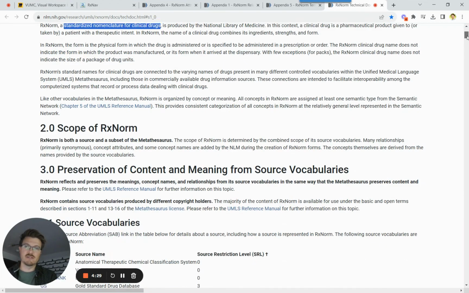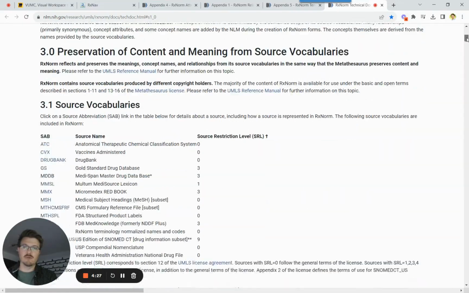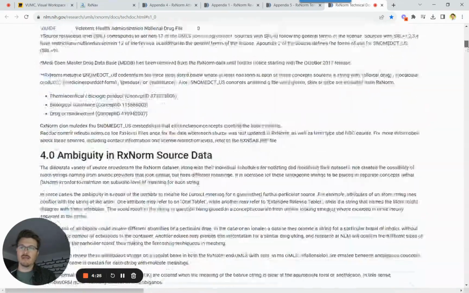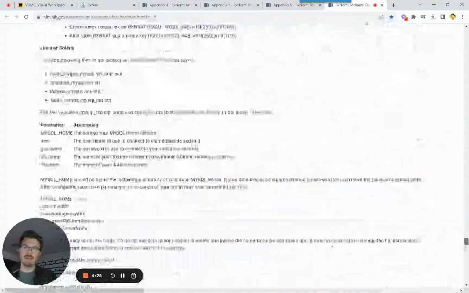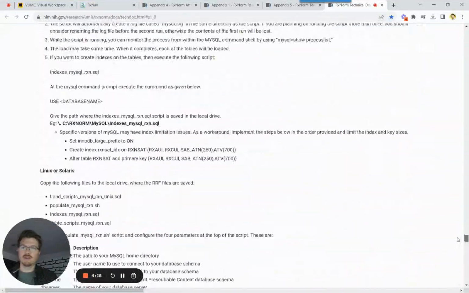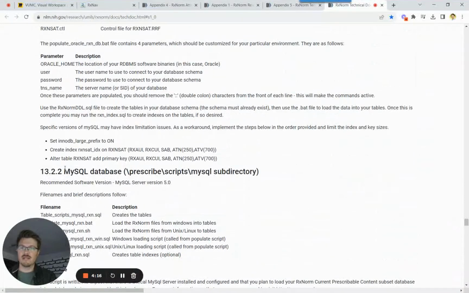This is a really great place to start for getting yourself familiar with RxNorm, where the data comes from, how it's put together, the things you need to be aware of. I don't have time to go through all of this in 5 minutes, but it also has information about how to load it into a database if you want to start working with it.